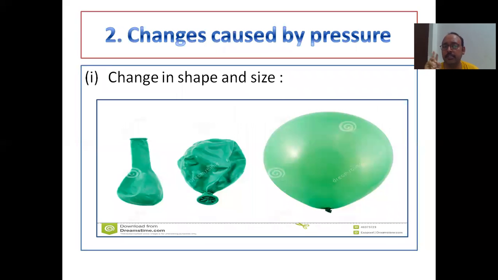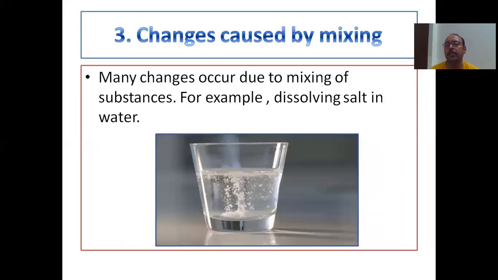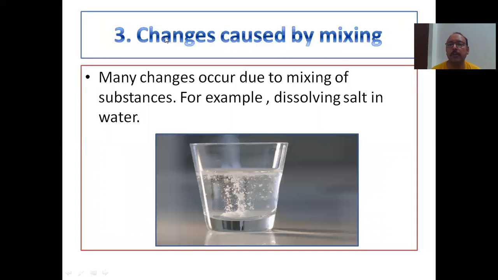Then second is changes caused by pressure. There are two types of changes that may take place due to pressure. One is change in shape and size, right? And second is breaking objects. Brittle substances will break when we apply pressure. Then mixing. Changes caused by mixing: when you dissolve salt in water, the change will take place. So these are the examples and applications of these three actions, right?